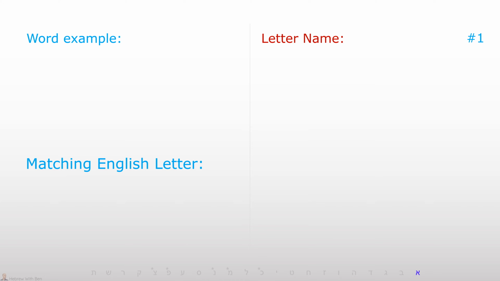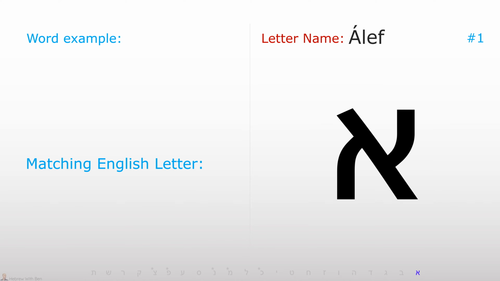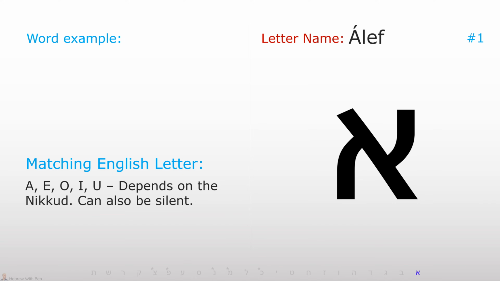The first letter is Alef. The matching letters are similar to the English vowels. It is the nikud that determines the sound of the syllable. Alef can sound like the following syllables: A, E, I, O, and U.